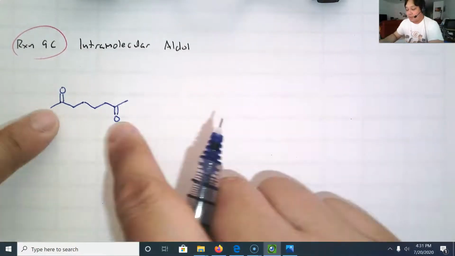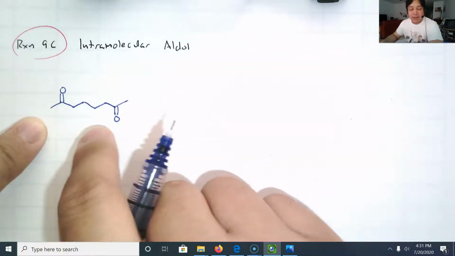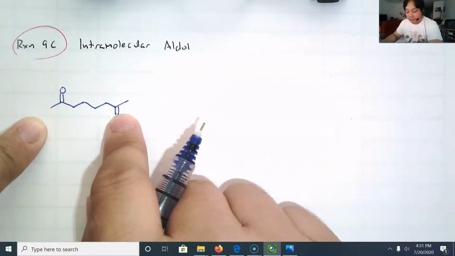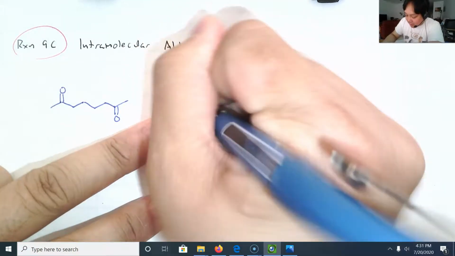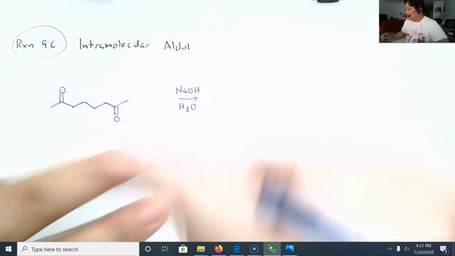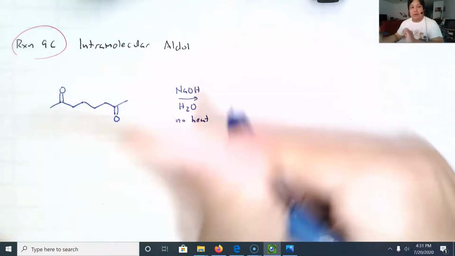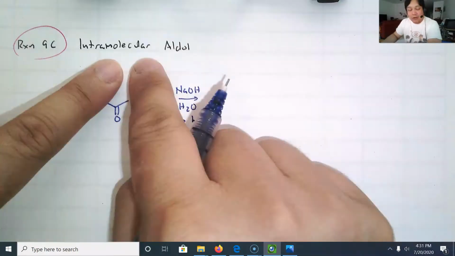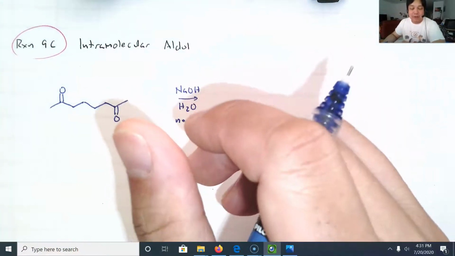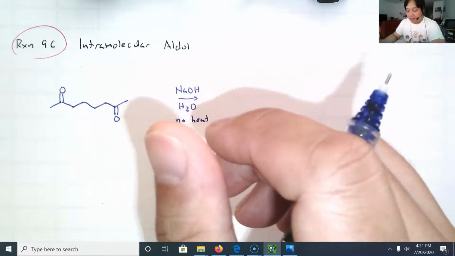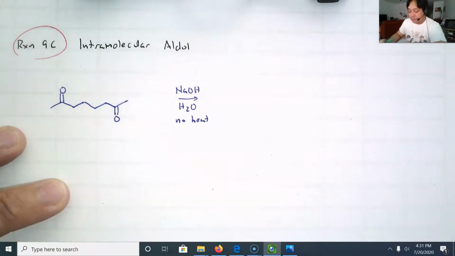Because we have two ketones, we have multiple alpha carbons to deprotonate, but we also can attack within ourselves. It's an aldol reaction. So let's give us some base with a proton source, in this case now water. I'm going to say no heat for now. Okay, so yes, we're going to do an intramolecular aldol, but now that we've seen condensation, you could easily do an intramolecular aldol condensation as well. But let me show you just the plain aldol using this molecule.